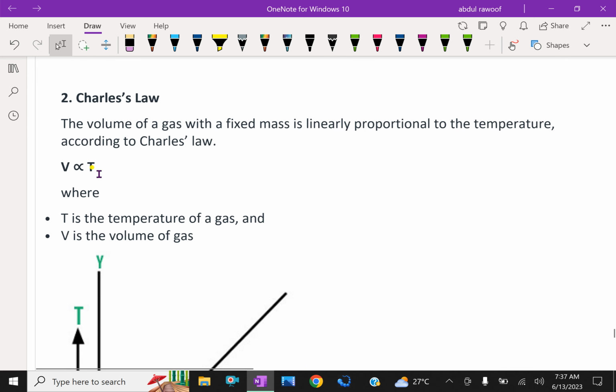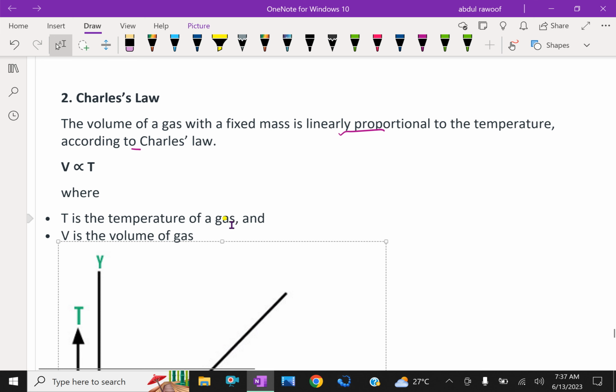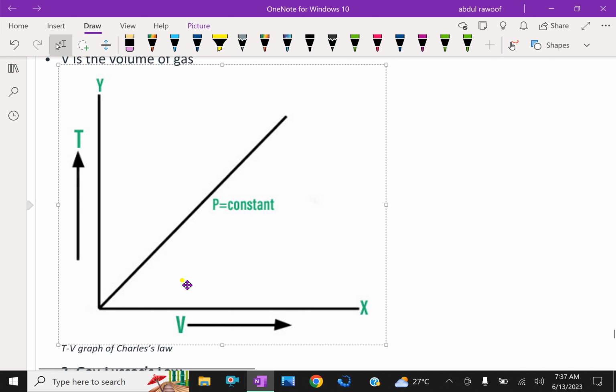Next, Charles' law. The volume of a gas with a fixed mass is linearly proportional to the temperature. According to Charles' law, V is proportional to T, where T is the temperature of the gas and V is the volume of the gas. Now look here, with T and V on the x and y axes, P is constant. This is Charles' law.